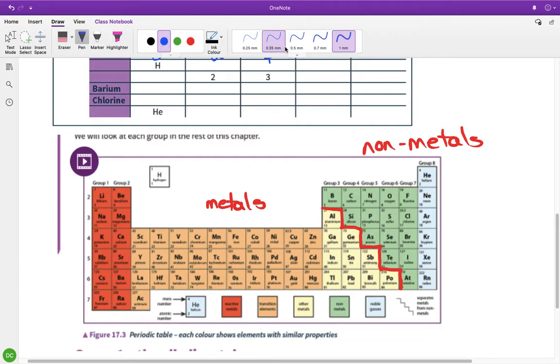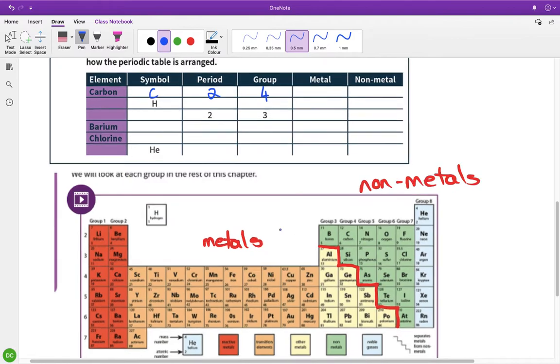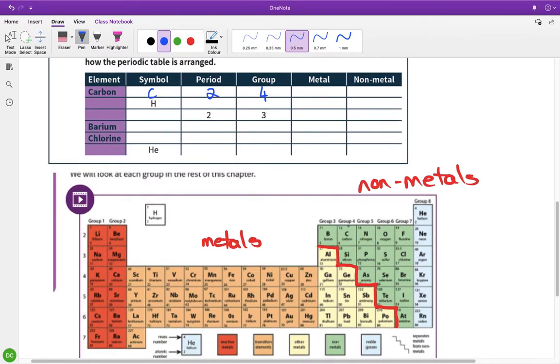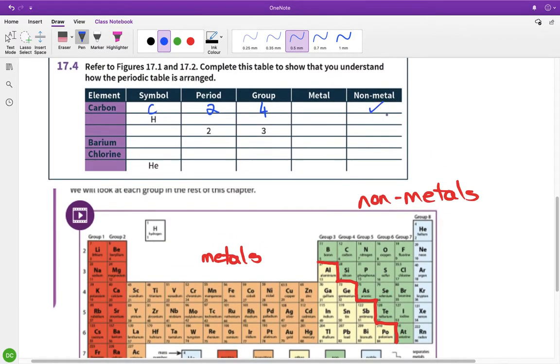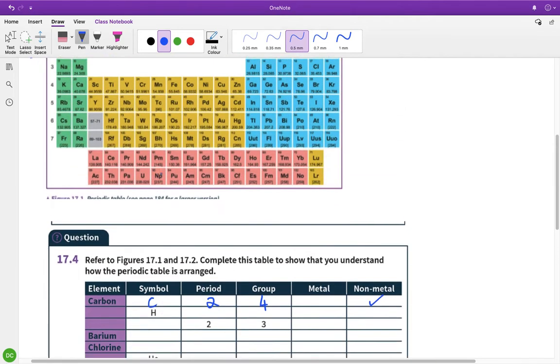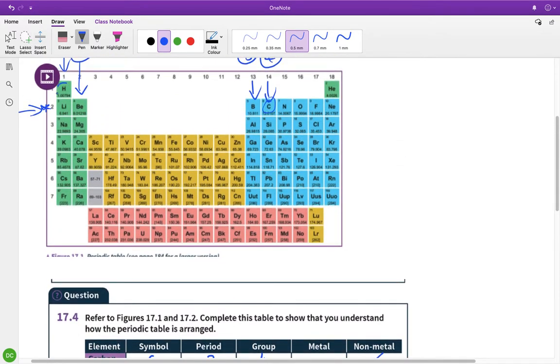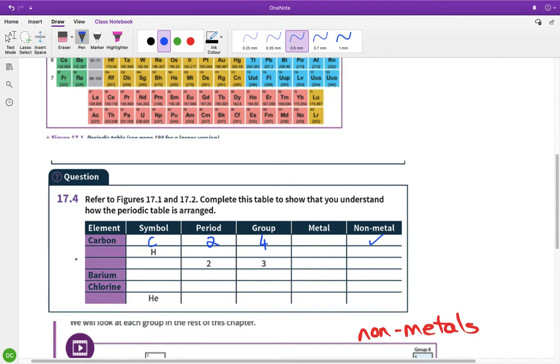Okay, so I think that's regular. So is carbon a metal or a non-metal? Here it is on the right hand side, so it's a non-metal. And H then, so H is here. I won't be able to write that small, it's hydrogen.